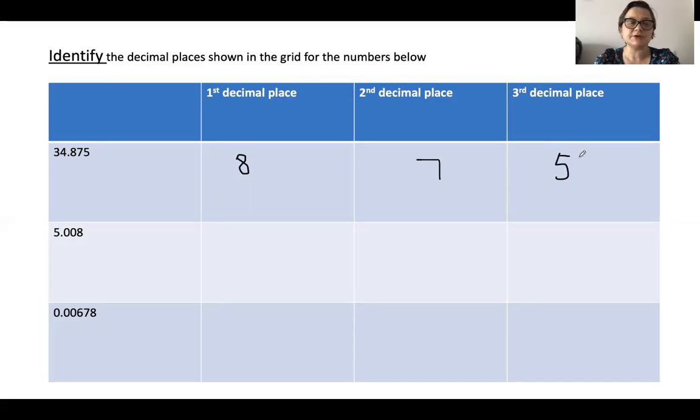For the next number, again, count after the decimal point. The first one is going to be the first 0. The second one is the second 0, and the third is going to be digit 8. For the third number, the first decimal place is going to be the first 0. The second decimal place is going to be the second 0, and the third decimal place is going to be digit 6. Remember, here we just identified the decimal places.